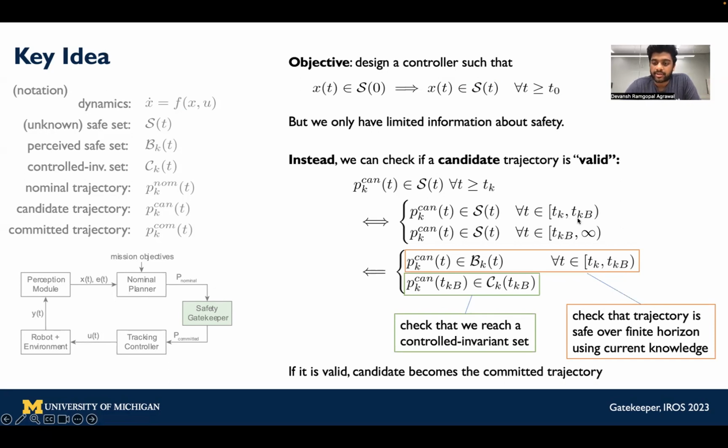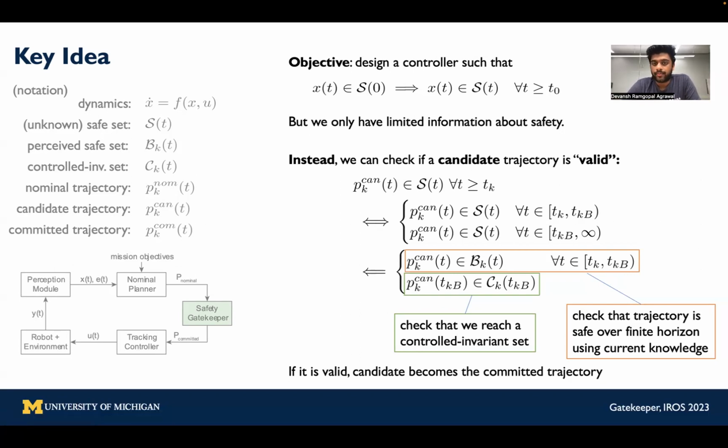What this means is we take this candidate trajectory defined for all time into the future, split it over a horizon t_k to t_k plus t_b, and then check whether over this horizon we stay safe and whether we reach a controlled invariant set. The idea here is that B_k is the set that we perceive to be safe at any given time. And if we can check that while we traverse this trajectory, we are safe, and we reach a controlled invariant set, then that means that this particular candidate trajectory is a safe candidate trajectory to execute. Since it's valid, this candidate becomes the committed trajectory. We continue tracking this forever into the future.